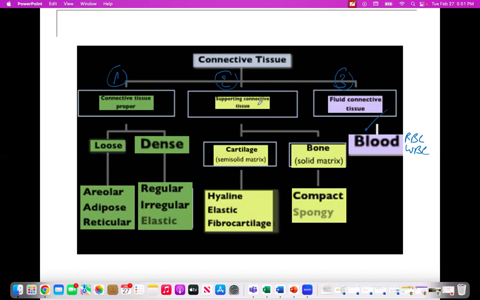Under supporting connective tissue, we have cartilage and bone. Under bone, we'll focus on compact bone. And when we talk about compact bone, you'll hear me talk about the osteon. And under cartilage, cartilage comes in three flavors: hyaline, elastic, and fibrocartilage. Under connective tissue proper, there's loose and dense. Under loose connective tissue, we'll mention areolar, adipose, and reticular. And under dense, we'll talk about regular, irregular, and elastic.